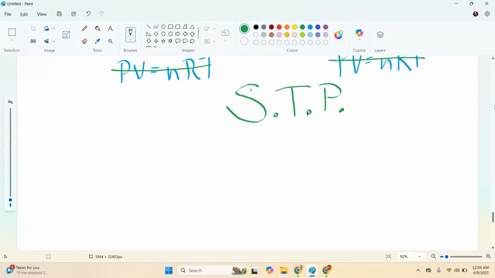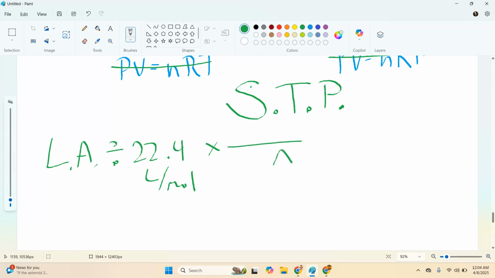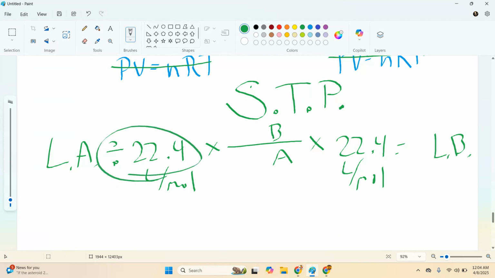And it is this: at STP, we take liters of A and divide it by 22.4 liters per mole. Then we're going to multiply by the mole ratio, A on the bottom, B on top. And then we're going to multiply by 22.4 if we're trying to get into liters. All right, liters per mole. And then we get liters of B at the end. Those of you good with algebra might see that those 22.4s just end up canceling out because dividing by 22.4 and multiplying by 22.4 cancels out. I include them here because you won't always be dividing and then multiplying by 22.4.